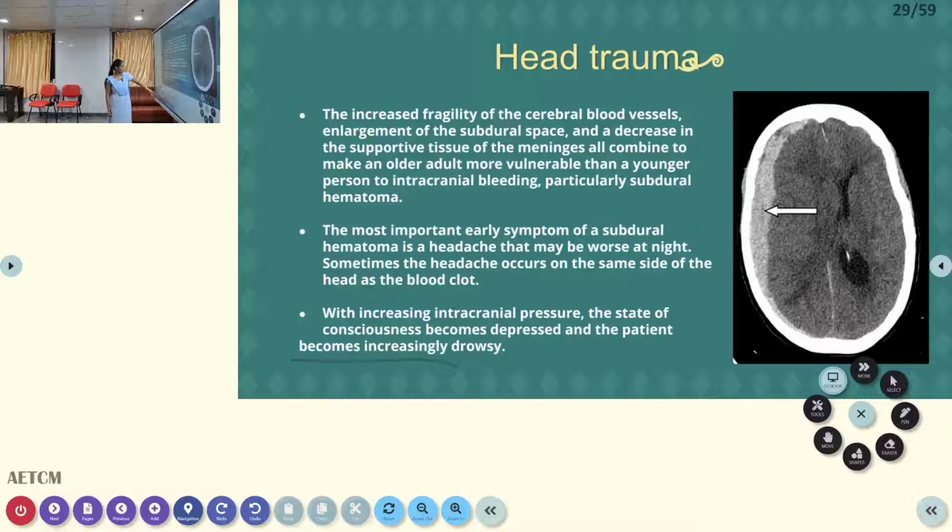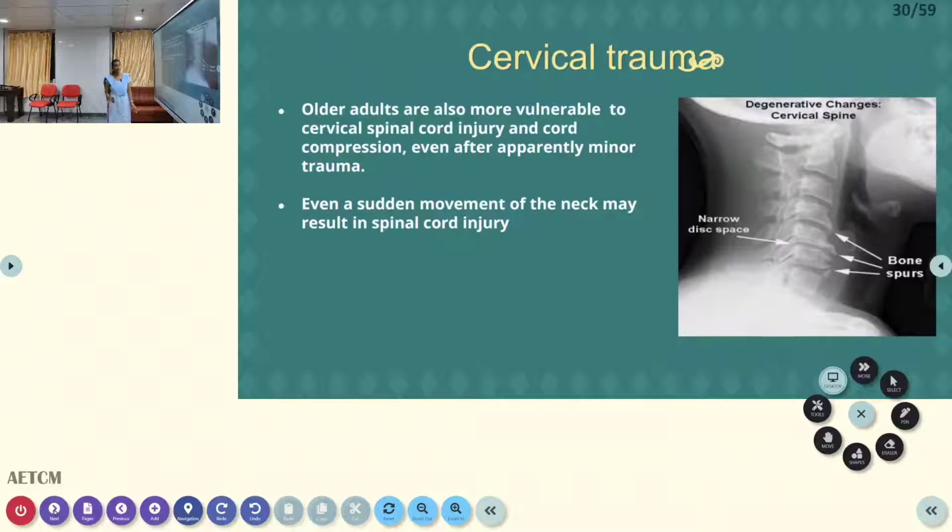Next, in cervical trauma, geriatric people are more vulnerable to cervical spinal cord injury and compression, even with minor trauma. A sudden movement of the neck may also result in spinal cord injury.